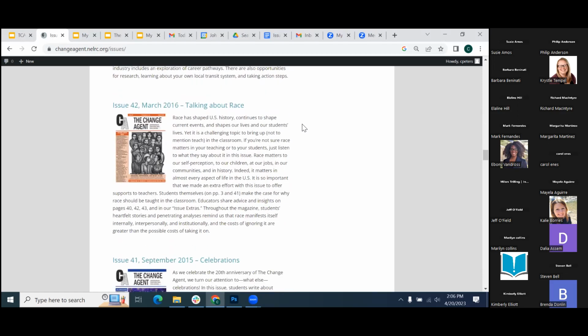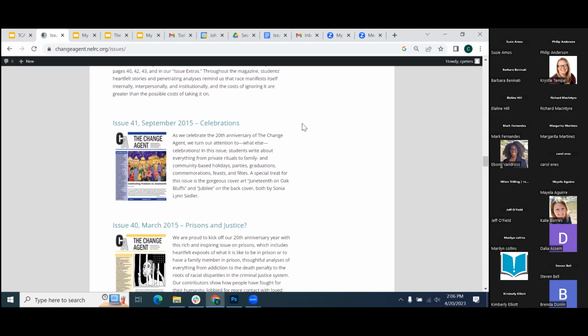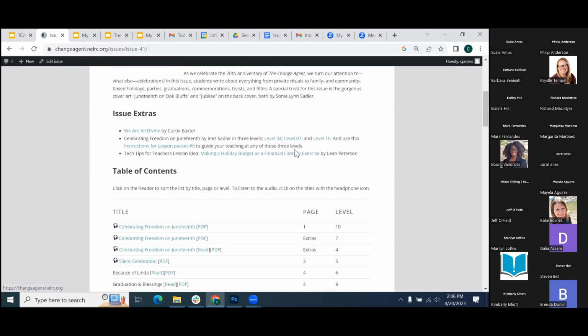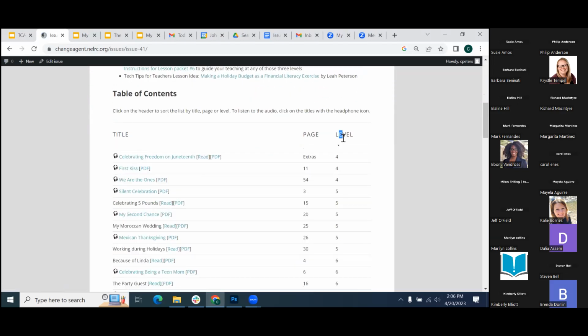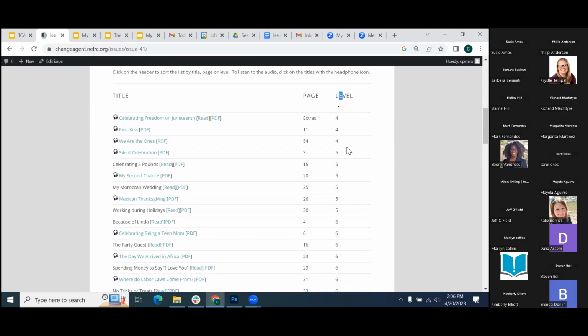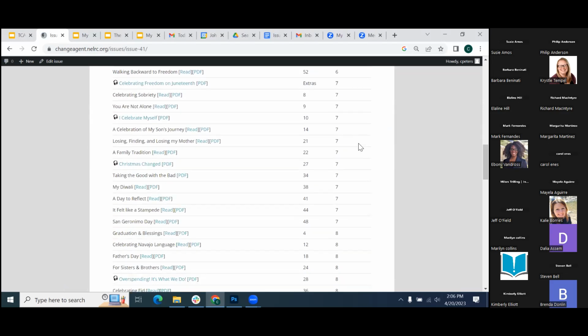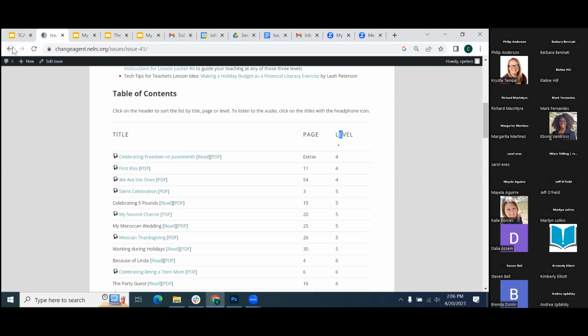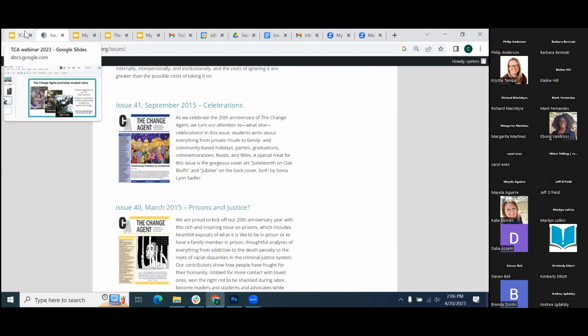So I'm just going to keep scrolling here so you can see more of our topics. And I hope if you have a subscription to the Change Agent, you have access to all these back issues and you can dive into any one of them. And if you click on any one of them, like I'll click on the celebrations issue, you can go down to the table of contents and you can sort that issue by level. So now you can see the stories in that issue and what level they are. This is grade level equivalent. Okay, so each table of contents is sortable by level. So that is the issues tab.